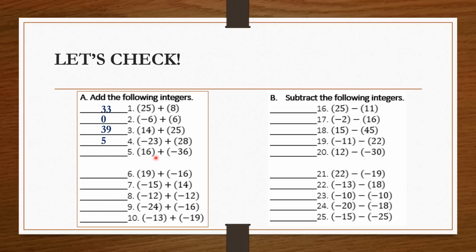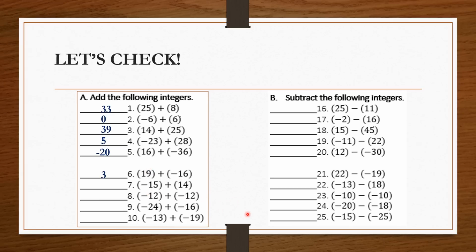Number 5, again, they have different signs, so we subtract them first. 36 minus 16 is equal to 20. And since the larger number is 36 and its sign is negative, the sign of the answer is negative. So we have negative 20. Number 6, we have 19 plus negative 16. Again, they have different signs, so you have to subtract 19 and 16. So 19 minus 16 is 3, and the larger number is positive, so the answer is positive 3.